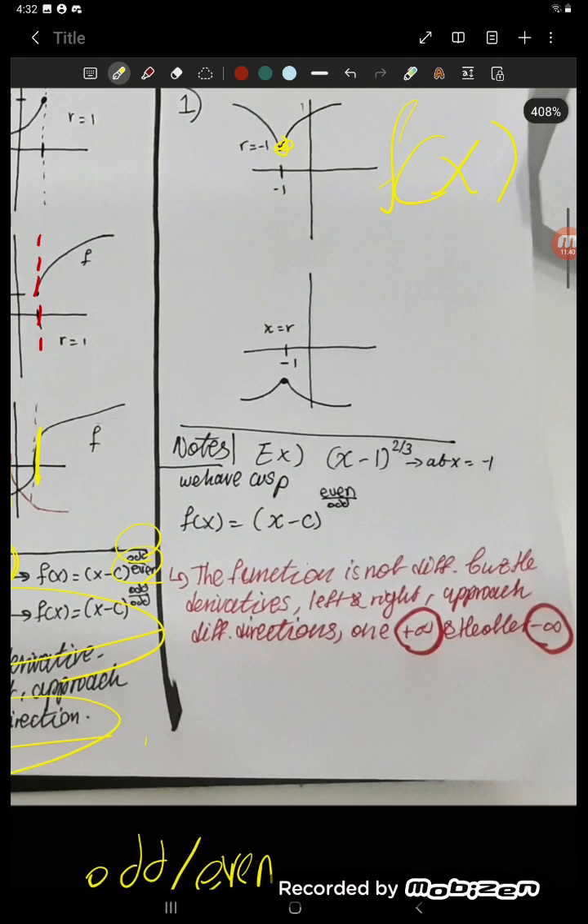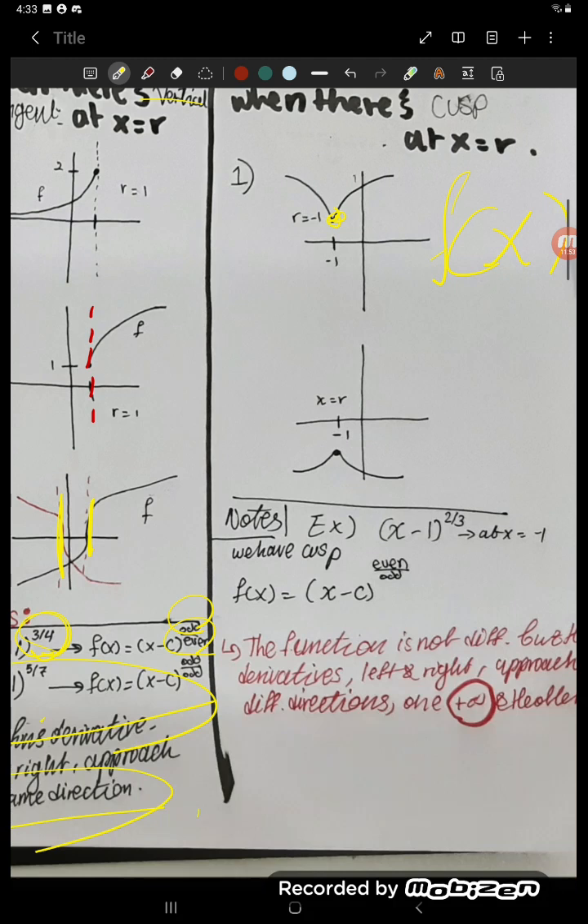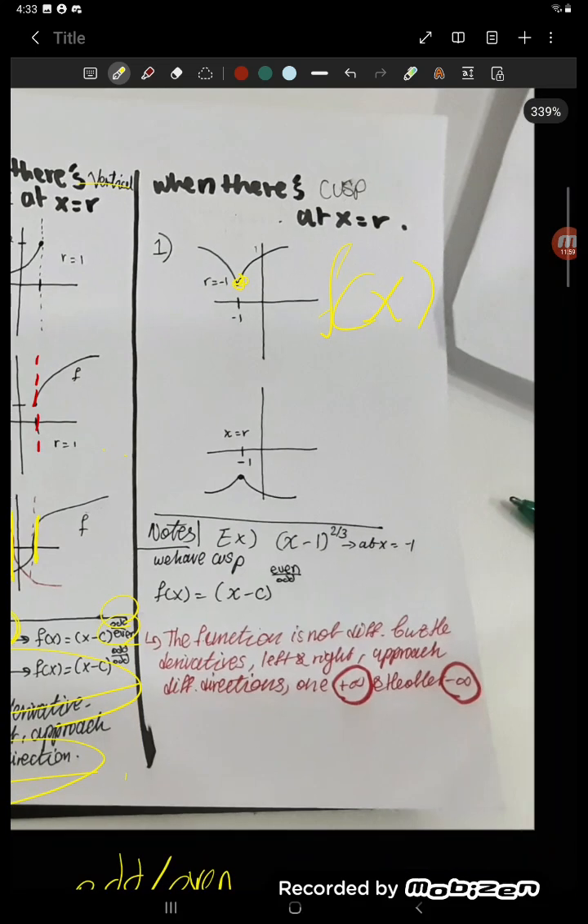Look, the example that I have is x minus 1 raised to the power of 2 over 3. Now, if you notice, we have an even number over an odd number. There was an even number over an odd number over an even number, but now we swap it, it's an even number over an odd number. The function is not differentiable because the derivatives, the left and right, approach different directions. One approaches, let's say, positive infinity, and the other approaches negative infinity.